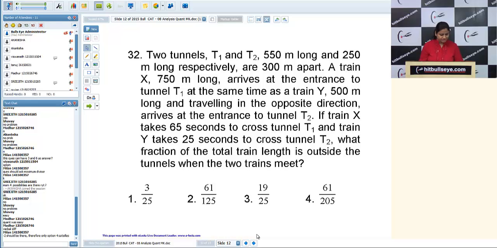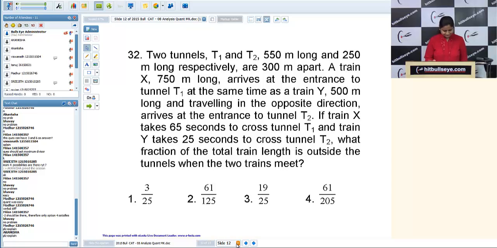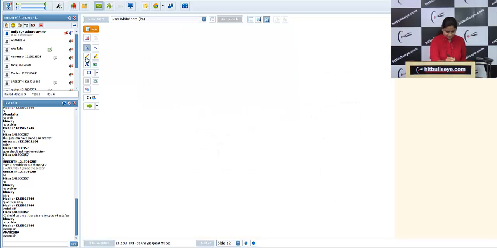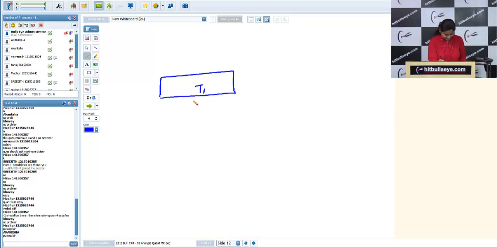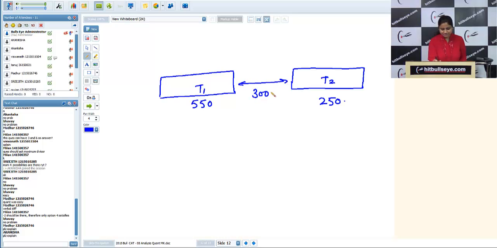You read this question. Let me have water. Yes, question number 32. Let us see. I need the statement. It says there are two tunnels T1 and T2, 550 meter long and 250 meter long respectively. So there are two tunnels. A big story. Say this is T1. Its length is 550. There is one more tunnel. This is T2. Its length is 250. They are 300 meter apart. It means this in between distance is 300 meters.